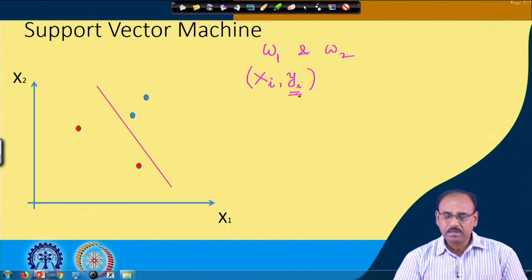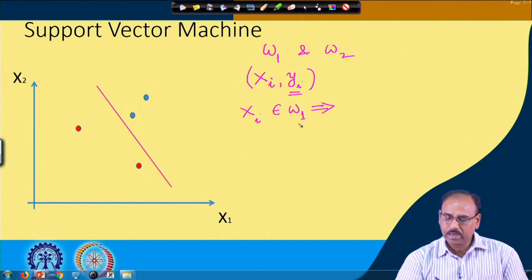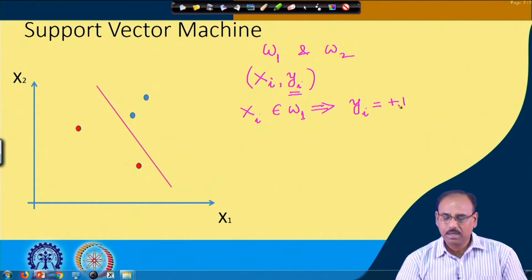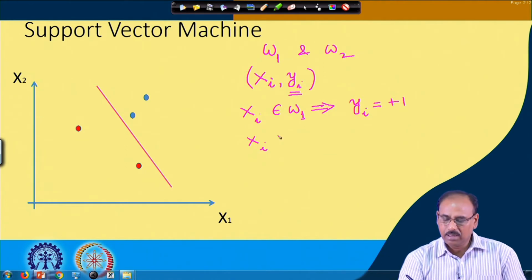So, if the training vector x I is taken from class omega 1, then we will set the label y I to be plus 1. And if the training vector x I is taken from class omega 2, then we will set the label y I to be equal to minus 1.